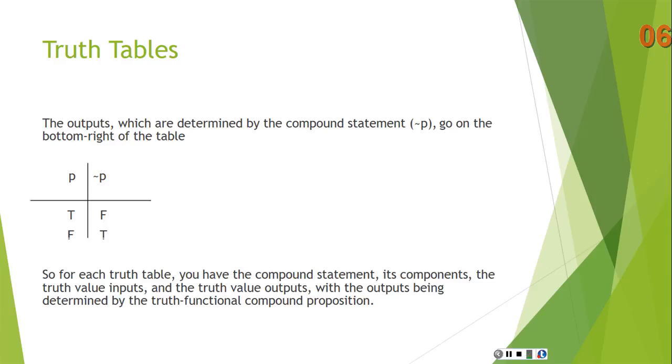So for each truth table, you will have the compound statement, which appears on the top right, its components, which appear on the top left, the truth value inputs, which appear on the bottom left, and the truth value outputs, which appear on the bottom right. And the outputs are determined by the nature of the truth functional compound proposition, in this case, not P. That's how you construct a truth table.